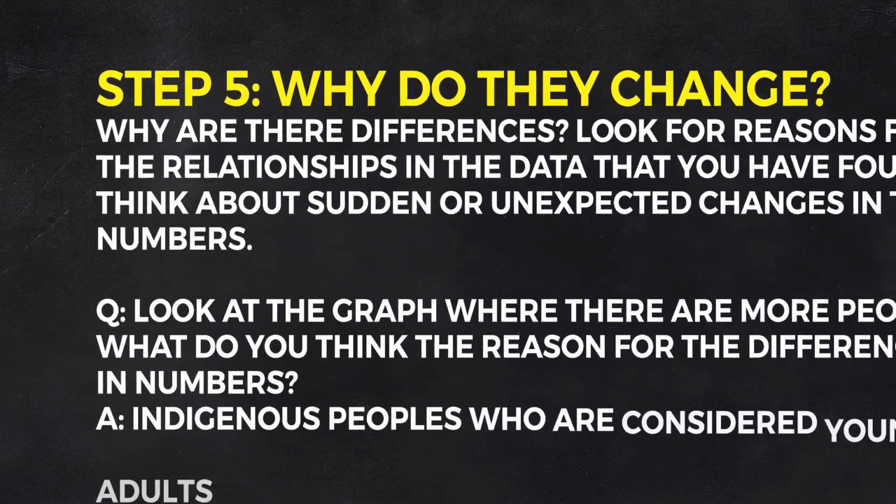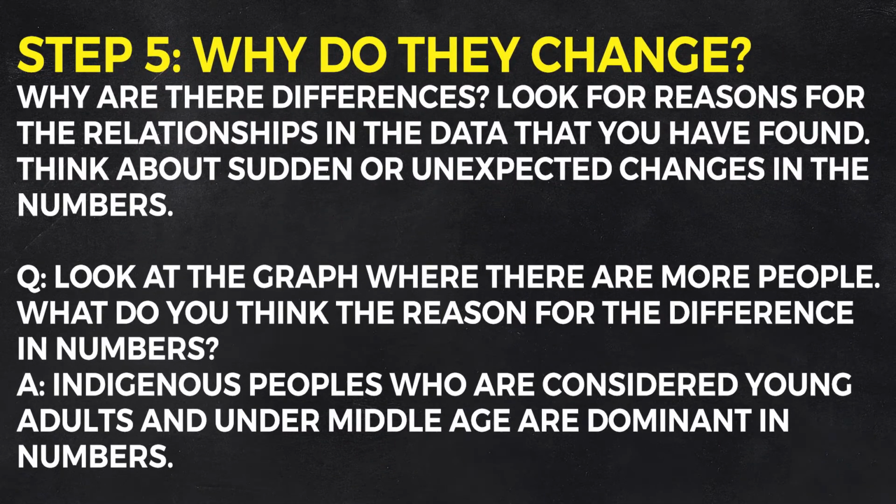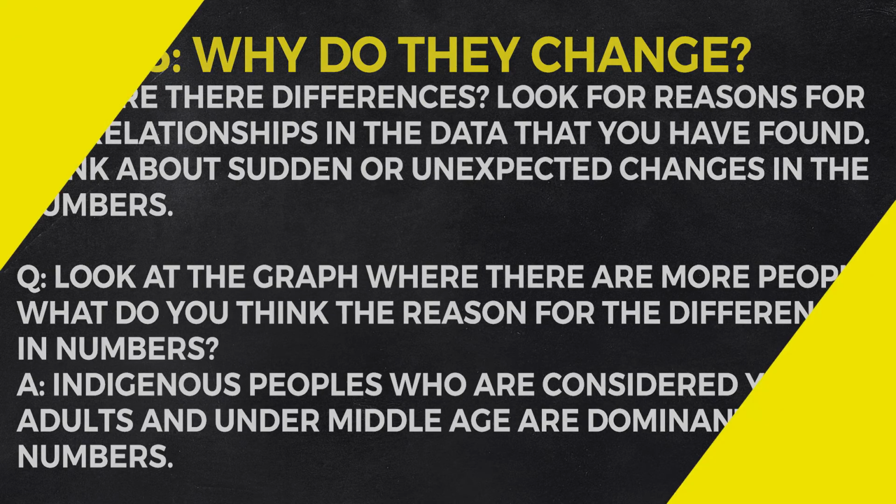And for the last step, Step 5. Why do they change? Why are there differences? Look for reasons for the relationships in the data that you have found. Think about sudden or unexpected changes in the numbers. Example question. Look at the graph where there are more people. What do you think is the reason for the difference in number? The answer is, indigenous peoples who are considered young adults and under middle age are dominant in numbers.